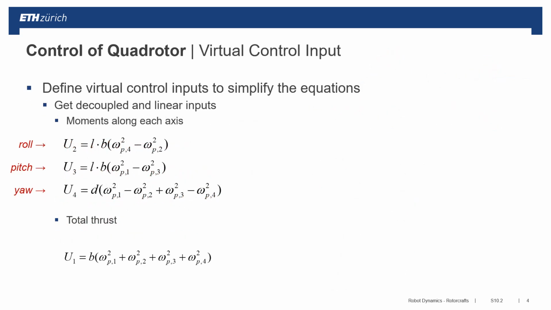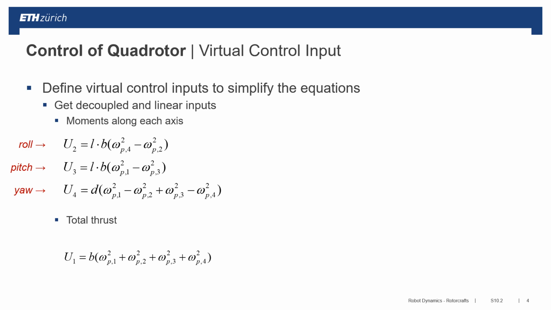In order to simplify the equations for the controller layout and to get a nice decoupling between the different degrees of freedom, we first introduce a virtual control input. For roll, the virtual control input U2 is proportional to the square of the rotational speed of rotor 4 minus the rotational speed in square of rotor 2. For pitch direction, it's exactly the same. You just replace the 2 other rotors.